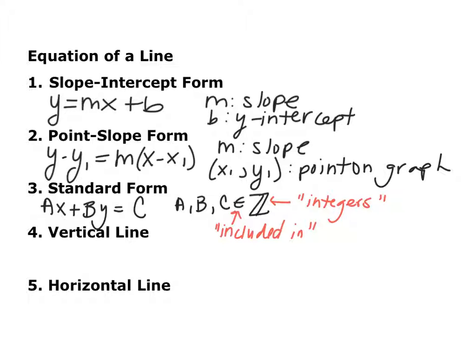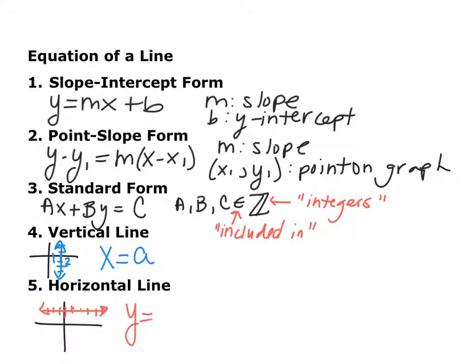For a vertical line, let's say it's at 2. No matter what your y coordinate is, your x value is always 2. So a vertical line is x equals whatever number that the vertical line is at. For a horizontal line, no matter what your x coordinate is, your y coordinate never changes. Your y coordinate's constant. So we have y equals a constant, and that's a horizontal line.